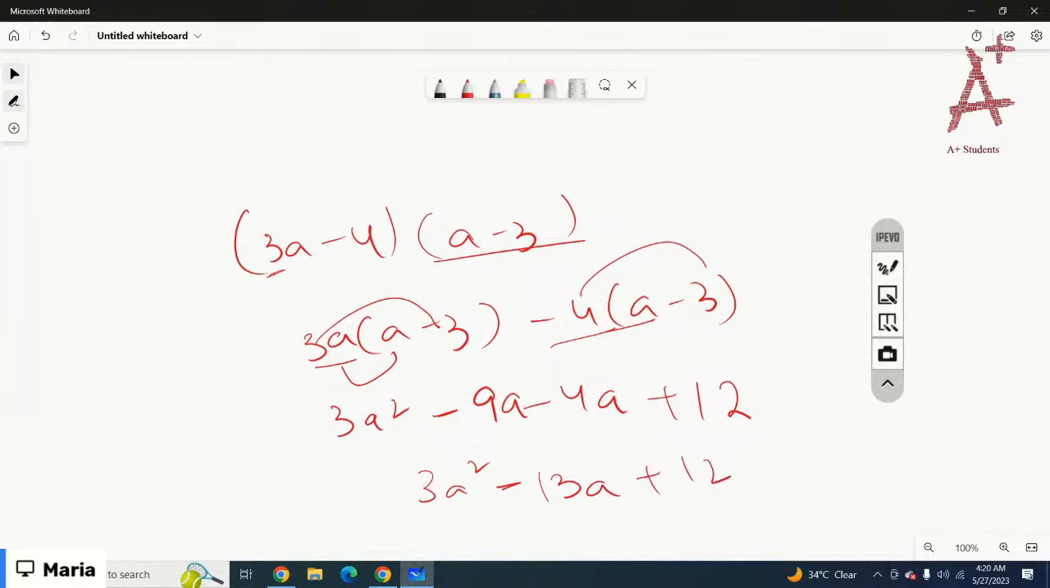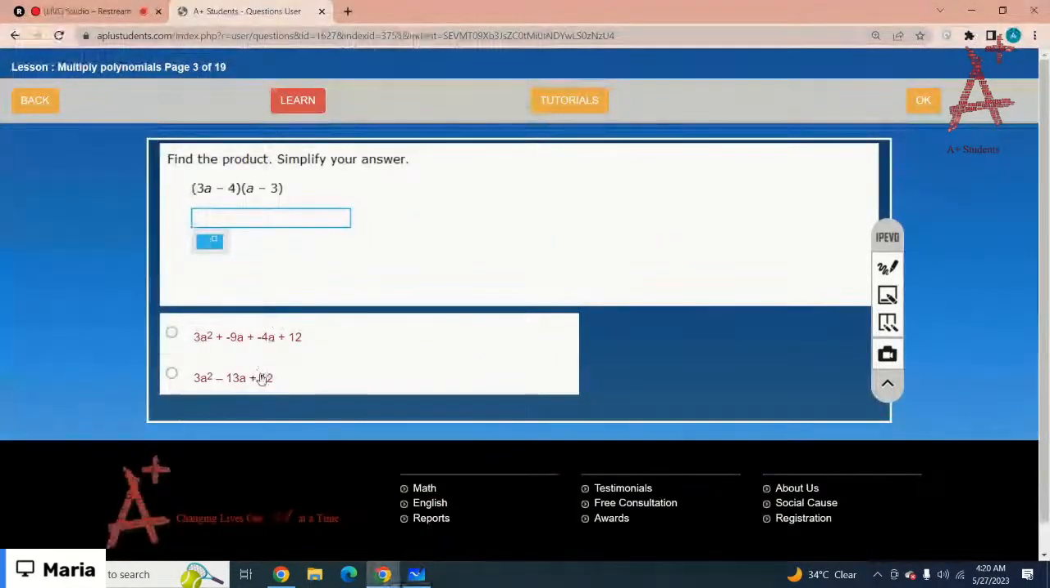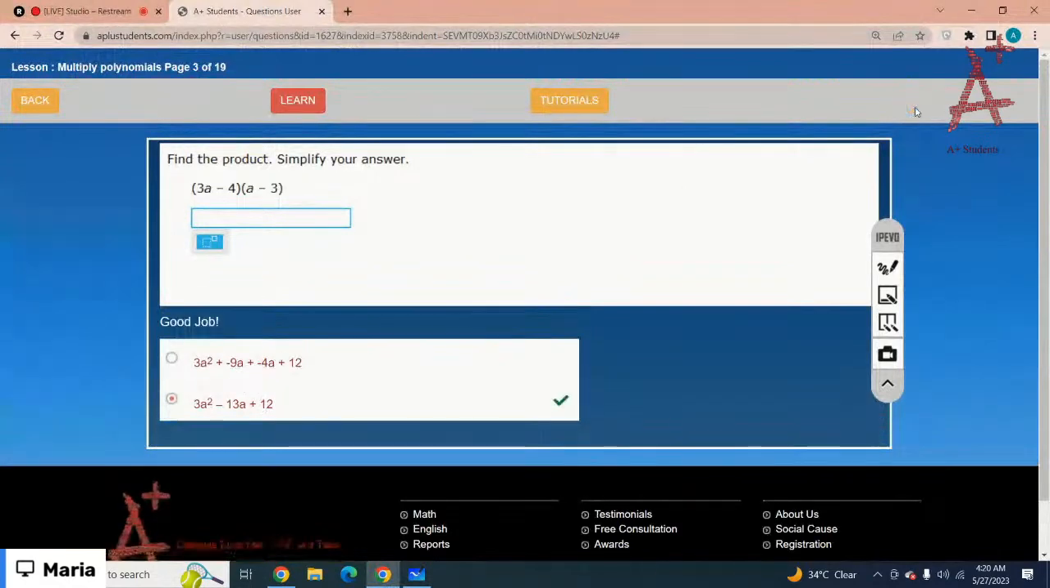So the correct option is 3a square minus 13a plus 12. Got it? Option number 2 is the correct option.